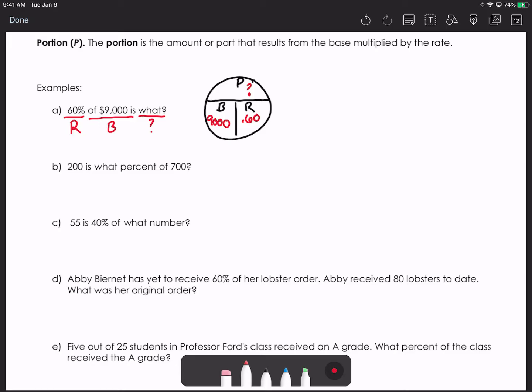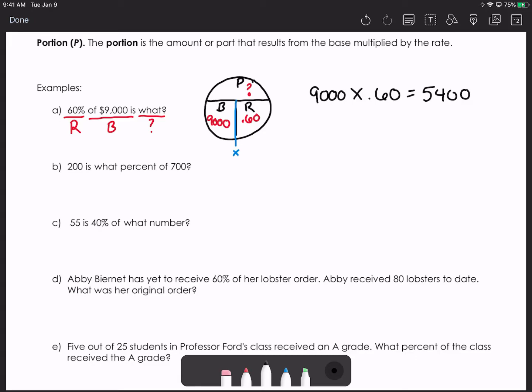60% of 9,000 is what amount? That's the portion. So, because what's separating the two values that I know is the multiplication line, I know in order to figure out what the portion is, I need to multiply 9,000 times 0.60. So on the calculator, I'm going to put 9,000 times 0.60, and I'm going to get 5,400. So that means 5,400 is 60% of 9,000.